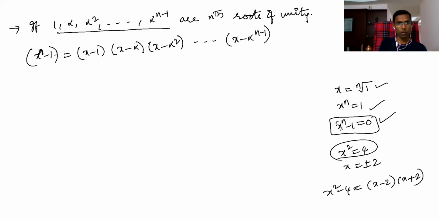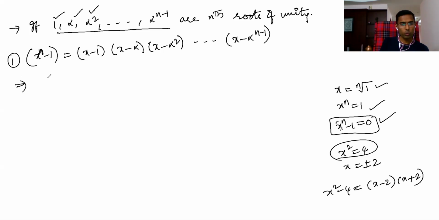Therefore, I can write x power n minus 1 as x minus 1, x minus alpha, x minus alpha square, and so on up to x minus alpha power n minus 1. You can write it like this. This is point number 1.